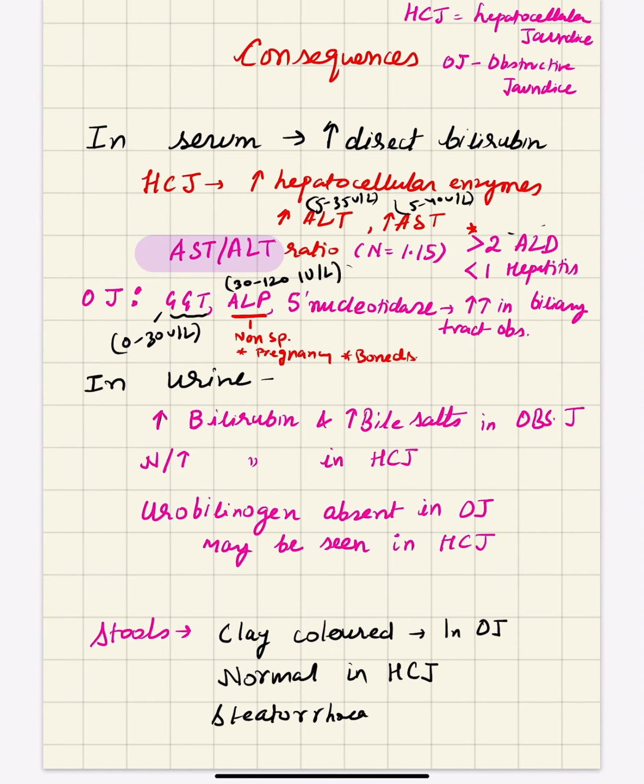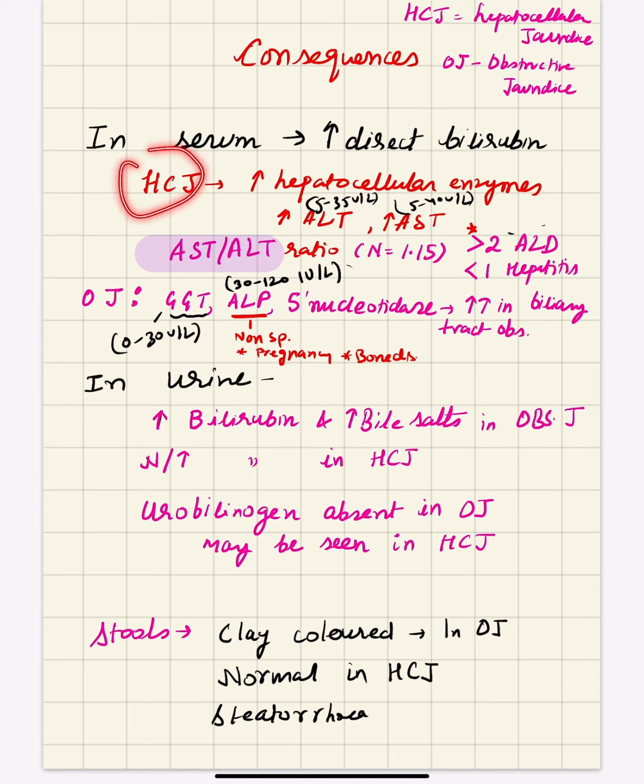Now, the consequences of conjugated bilirubinemia. When there is conjugated hyperbilirubinemia in the blood, the direct fraction of bilirubin is increased, so a direct reaction in the Van den Bergh test will be seen. If we want to know whether it is hepatocellular jaundice caused by derangement in liver function or obstructive jaundice, we can perform certain tests.